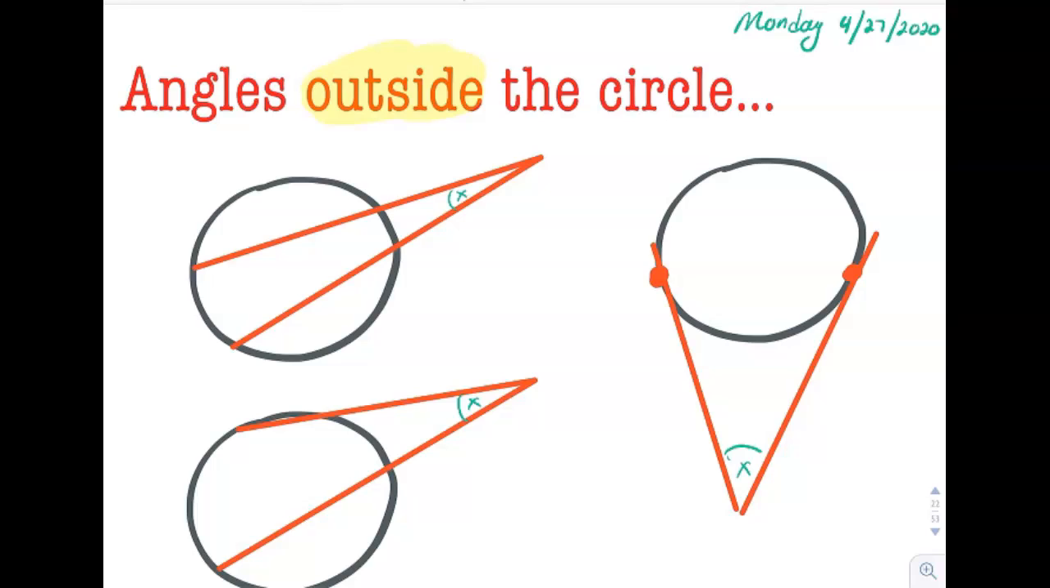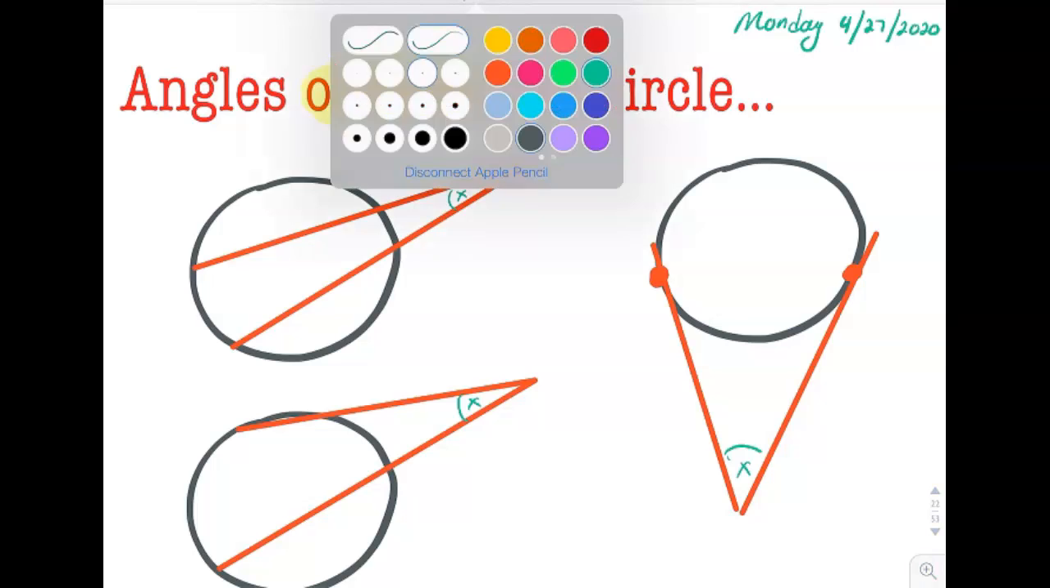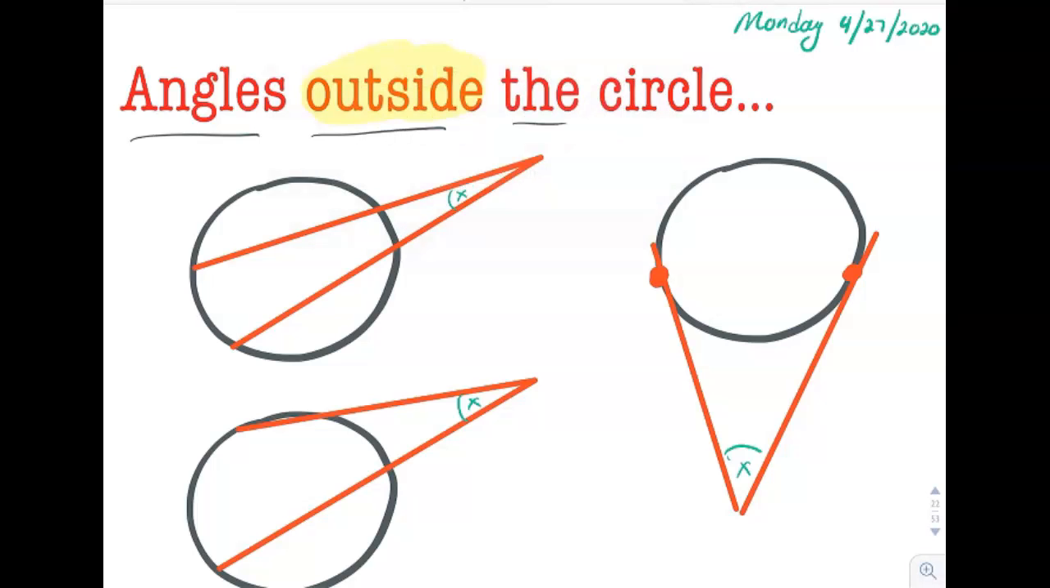Okay, so we're going to talk about, for at least the beginning part of this week, angles outside of the circle. So anything that's formed outside of the circle. And I have three pictures here, which I'm going to erase and redraw. I want you to see how I did it.